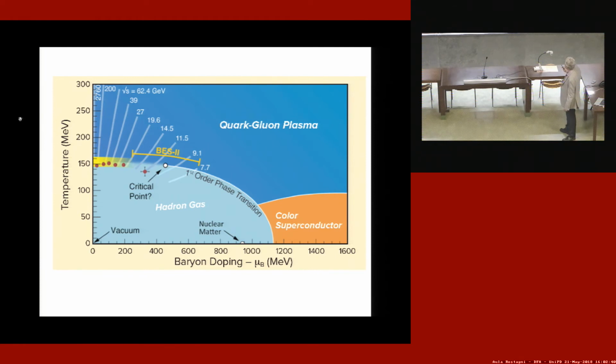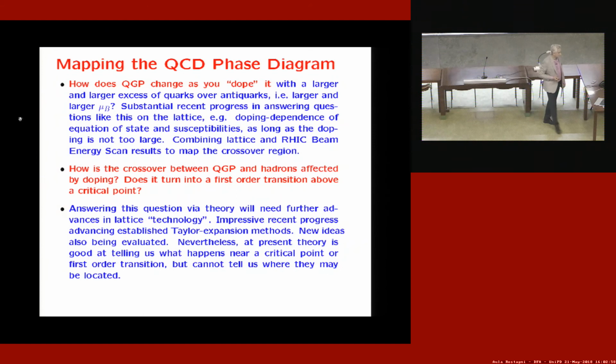We don't know if this crossover becomes a first order transition, but it might. There are good arguments why it might, but no rigorous calculations. And so one of the goals for the coming decade is to map this region of the phase diagram in an experimental program at RHIC that I'm going to tell you a little bit more about. So this is the question of how is that crossover between quark-gluon plasma, this original liquid, and ordinary hadronic matter, how is this crossover affected by doping? Does it turn into a first-order phase transition above a critical point?